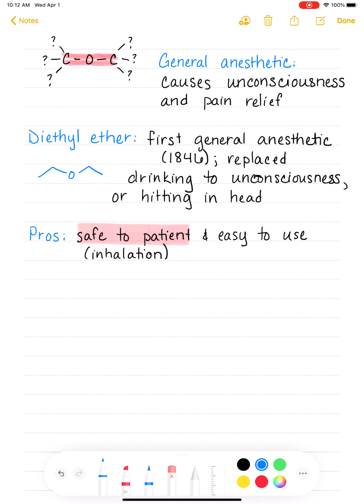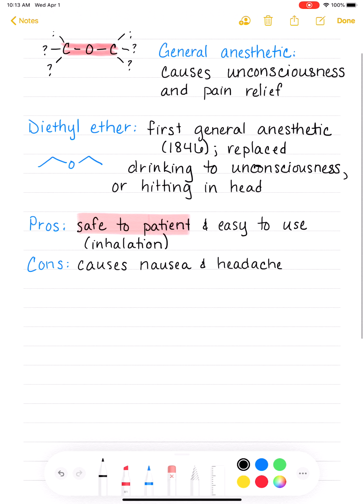There were some cons to the use of diethyl ether. The lesser con is that when you come out of diethyl ether sedation, it's pretty normal for the patient to have nausea and headaches. Although this is a con of current anesthetics as well. The nausea is not something that we've been able to overcome.